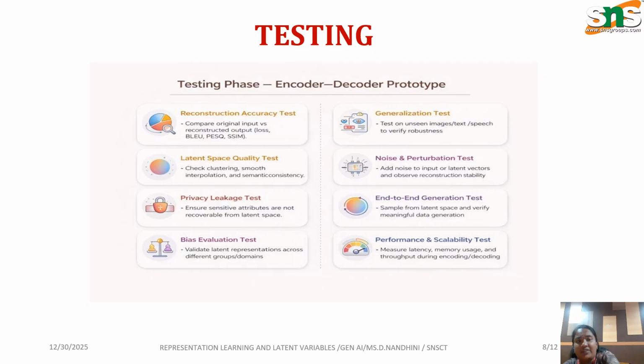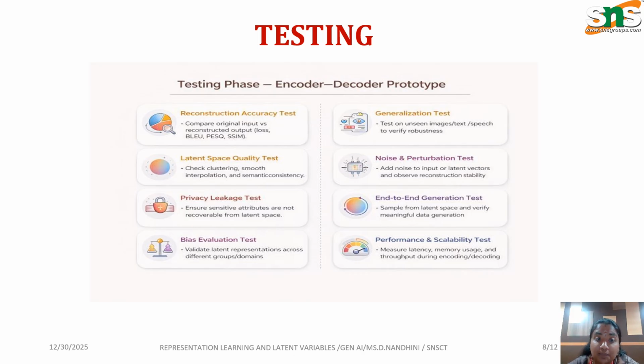The next phase is the testing phase. In this testing phase, for the encoder and decoder, we also have a reconstruction accuracy test, latent space quality test, privacy leakage test, bias evaluation test, generalization test, noise and perturbation test, end-to-end generation test, and performance and scalability tests. Finally, we test whether the learned representation improved performance. We measure accuracy, precision or reconstruction error depending on the task. If the results are not satisfactory, we modify the model, collect more data, or tune the latent variable. This iterative process helps create a more accurate and effective model.